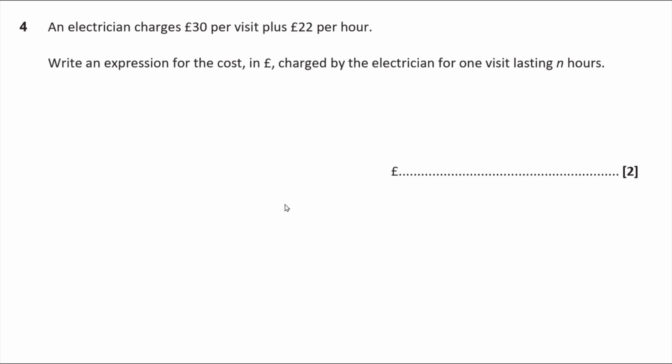Question 4. An electrician charges £30 per visit plus £22 per hour. Write an expression for the cost in pounds charged by the electrician for one visit lasting n hours. Okay, so the cost is going to be the £30 call-out charge plus the number of hours times by 22, isn't it? So it's equal to 22n plus 30.